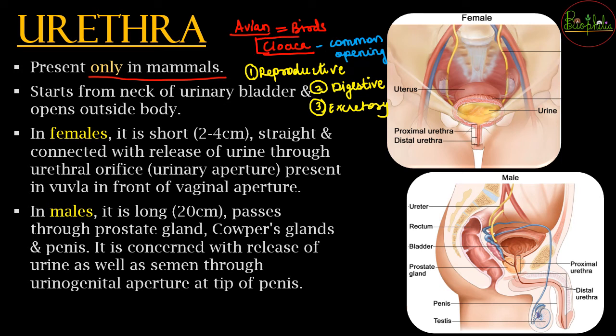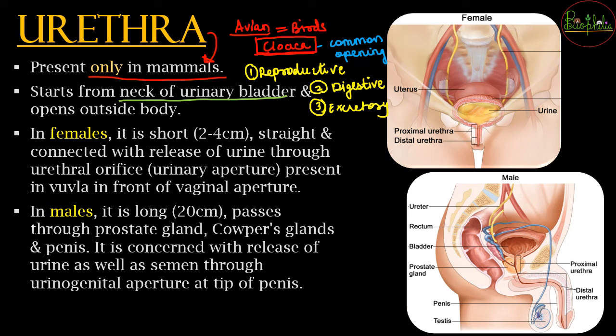So just like avians have a cloaca, a common opening, mammals are going to have a urethra, and this urethra is only going to be the opening for the excretory system. So this is going to start from the neck of the urinary bladder, and it will open into the external environment, that is outside the body. So there are going to be changes as per the gender.